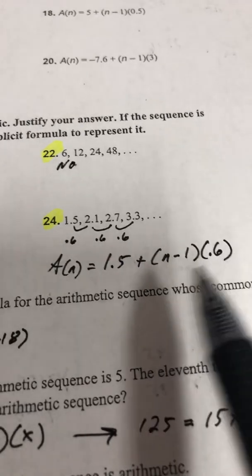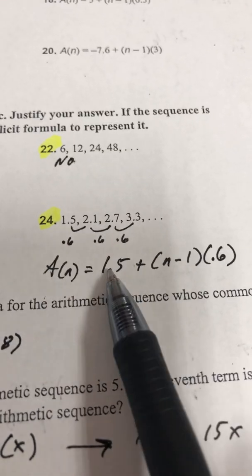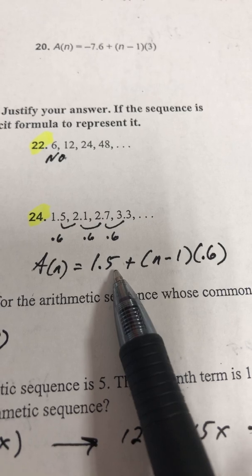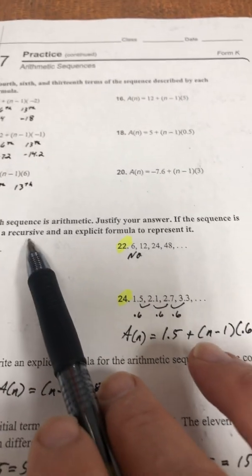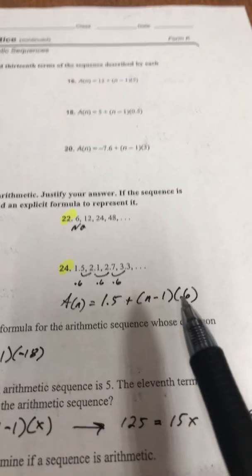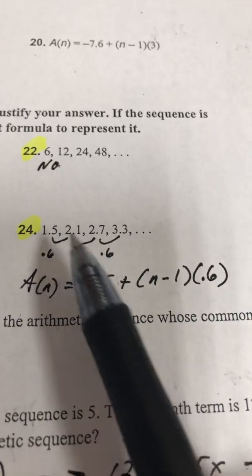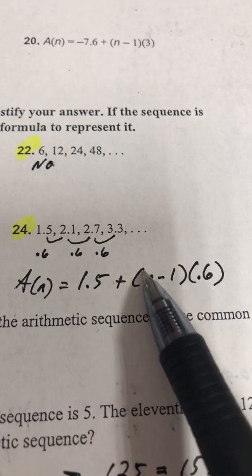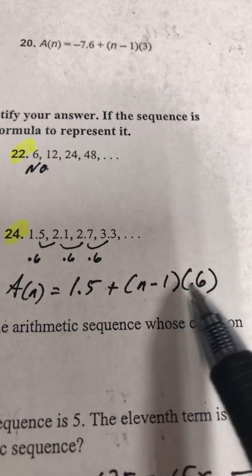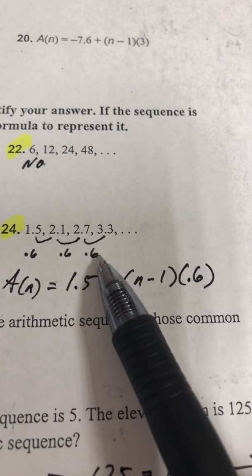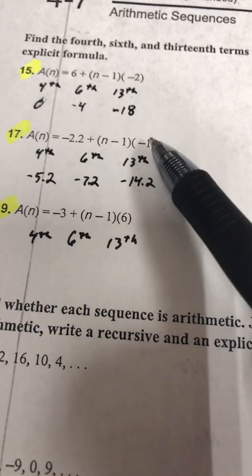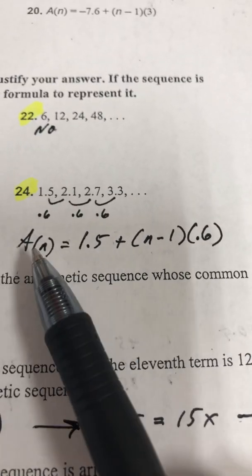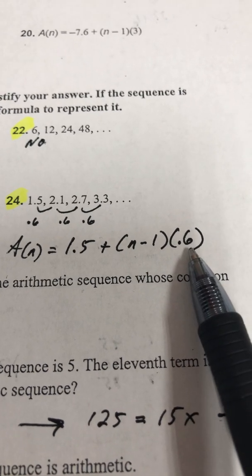So that means, if you go back up here and look at these, the number you're starting with goes first in this, what do they call it, a recursive and explicit formula. So, this is what I'm starting with. And then I have the plus n minus 1. And then the last part is the difference. So, if you were to look at these, these were what the differences were in each step. So, this would be that recursive and explicit formula for number 24.